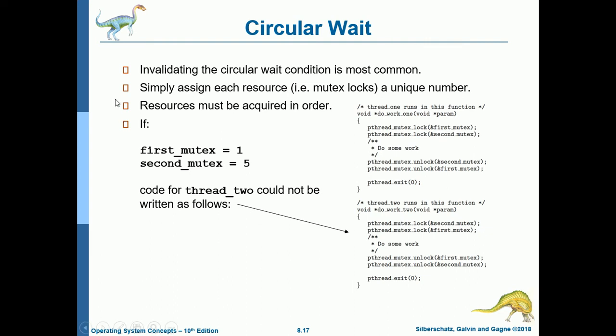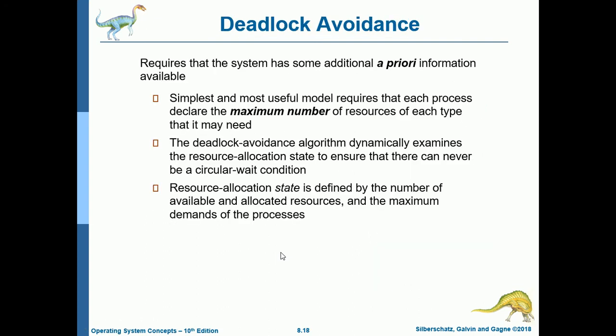Then what we're going to do is simply assign each resource, such as a mutex lock, a unique number. Then resources must be acquired in order. For example, if first_mutex is equal to 1 and second_mutex is equal to 5, this is the code for the previous slide, so it should be changed, to avoid the circular wait and of course the deadlock.